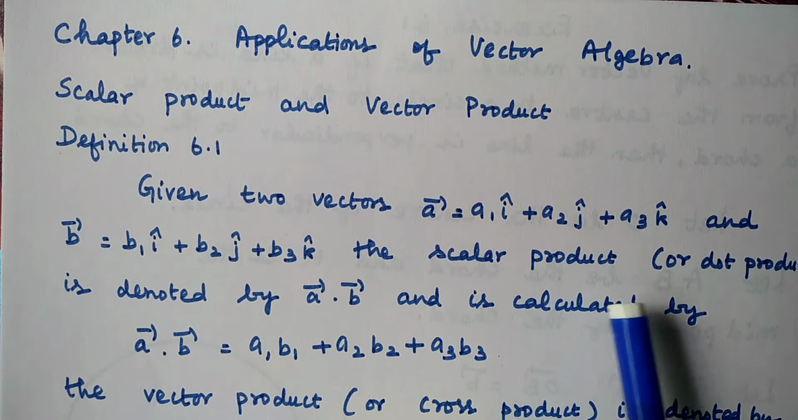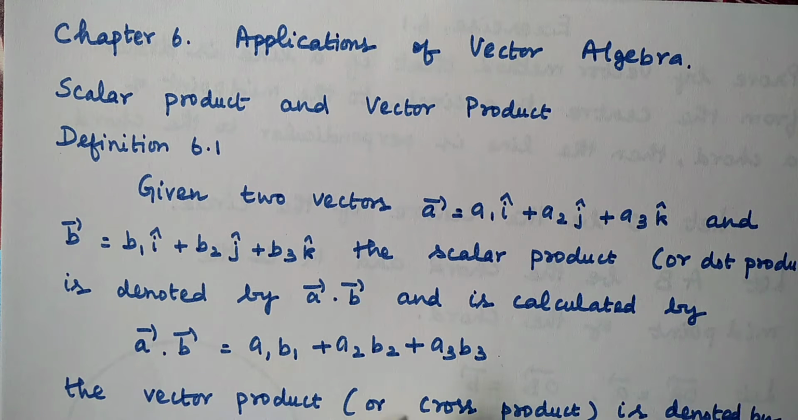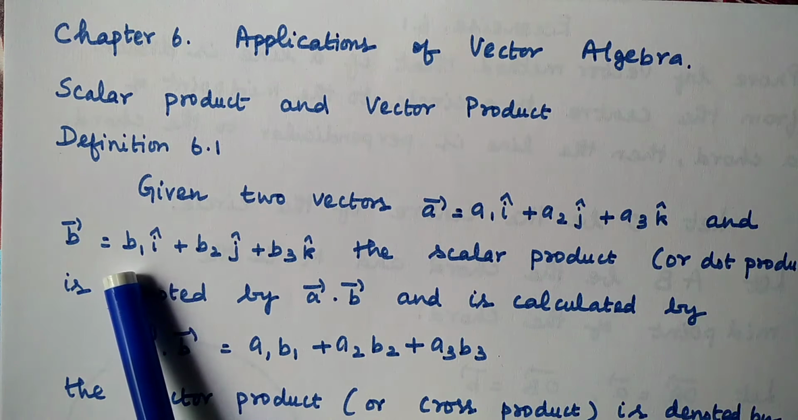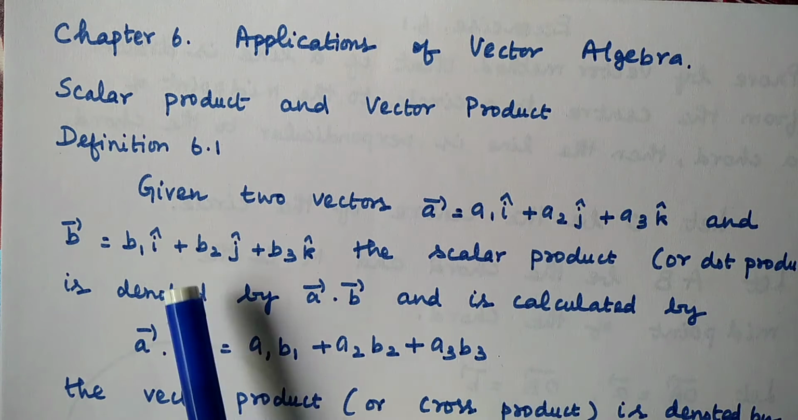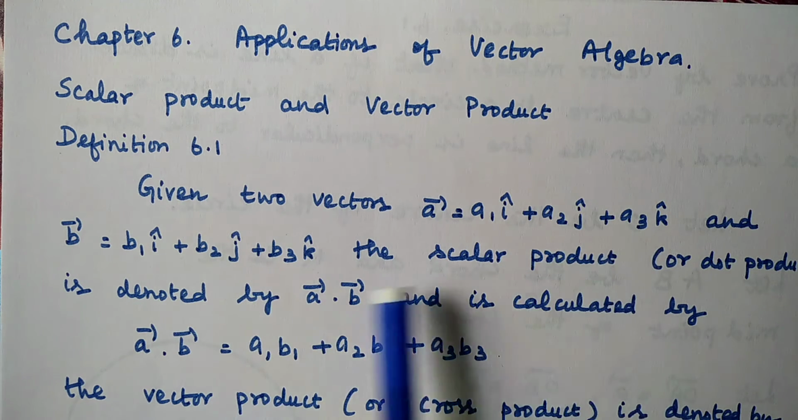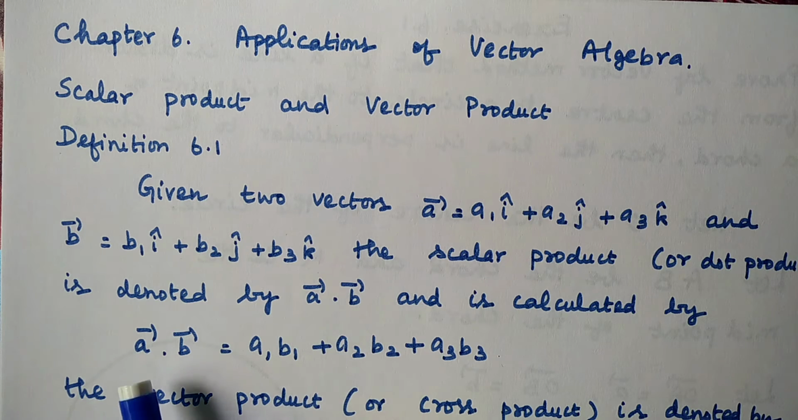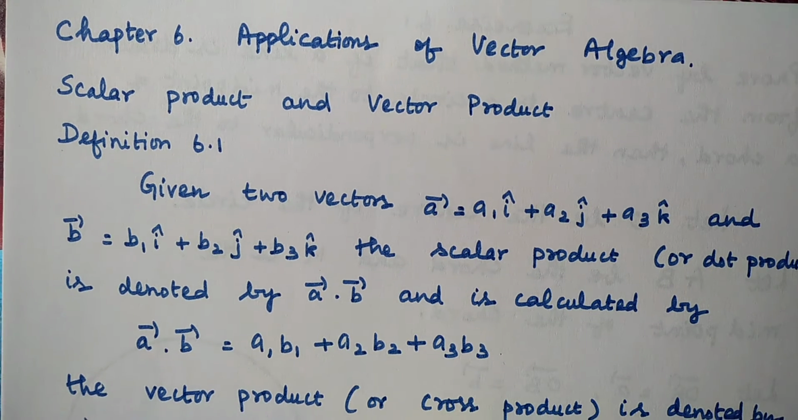The scalar product or dot product is denoted by a vector dot b vector and is calculated by a vector dot b vector equal to a1 b1 plus a2 b2 plus a3 b3. That is, dot product of two vectors is nothing but the sum of the product of the corresponding components.